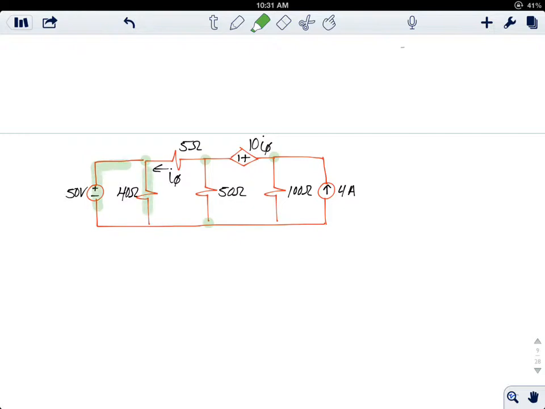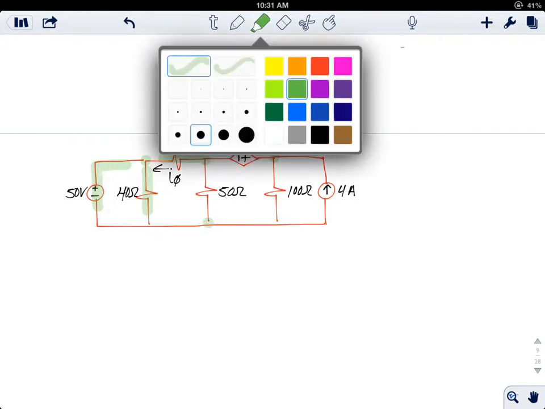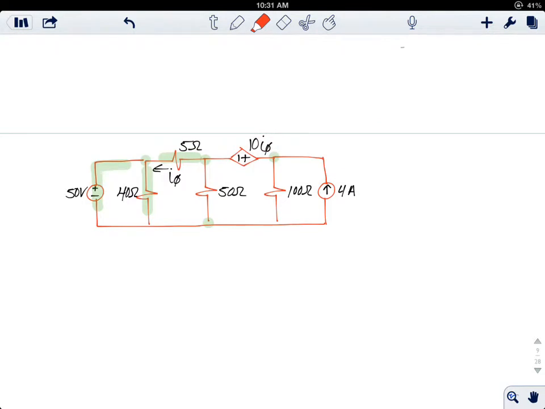a node where three or more elements meet. The idea of this supernode concept is that when you have a voltage source between two essential nodes, you can derive a supernode equation. This voltage source here can be eliminated.